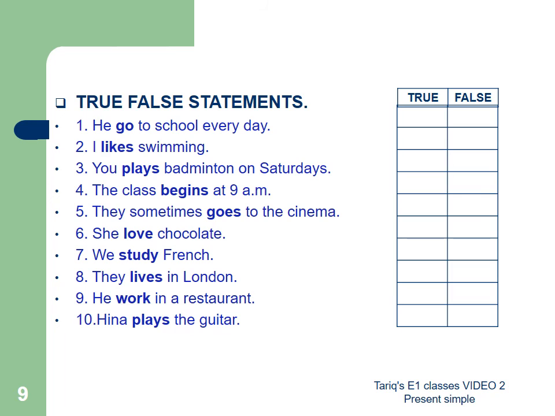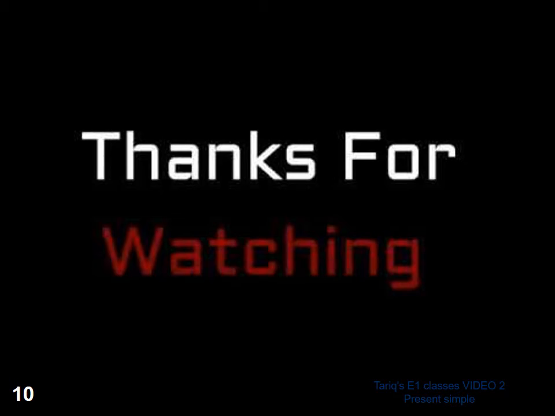Now for this exercise class, we have to tick in the box on the right hand side either true or false. True means correct, false means incorrect, wrong. Here is an example. He goes to school every day. This is false, so we tick the false box. Please do the same for all of these questions.